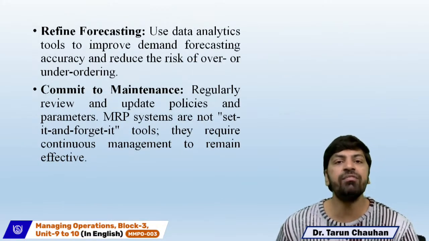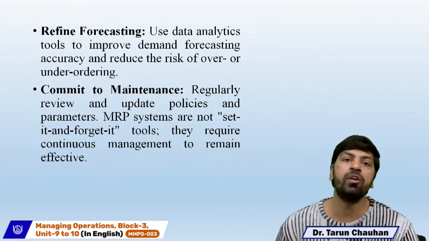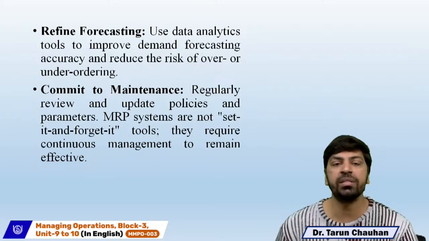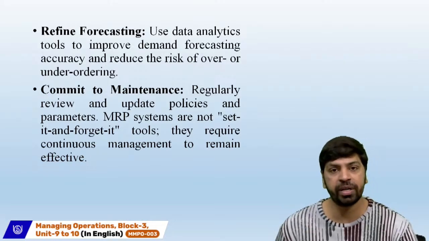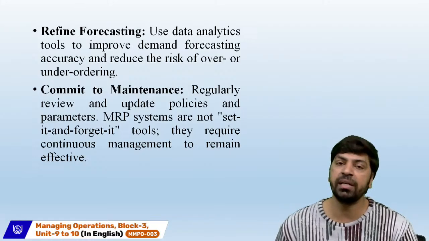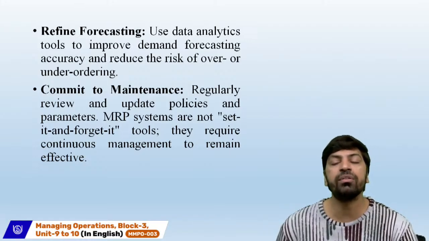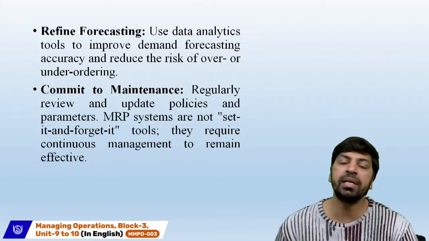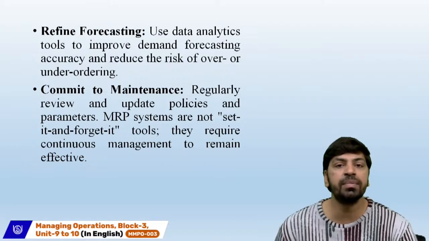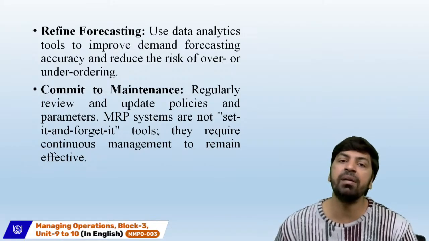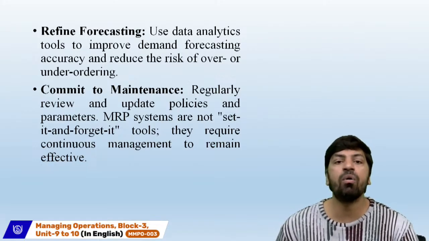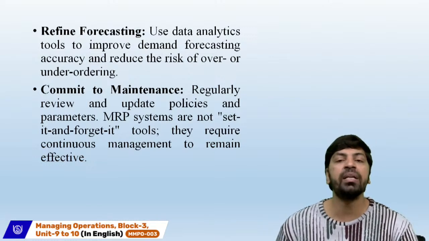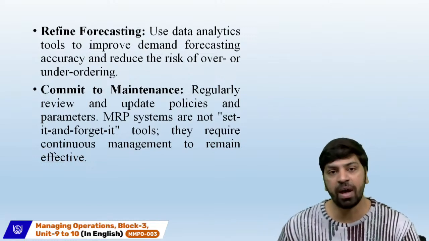Next is refine forecasting. Use data analytics tools to improve demand forecasting accuracy and reduce the risk of under- and over-ordering. Next is commit to maintenance. It is very important to have a regular review and update the policies and parameters of the business systems. MRP systems are not set-it-and-forget-it tools. They require continuous management to remain effective in a working environment.